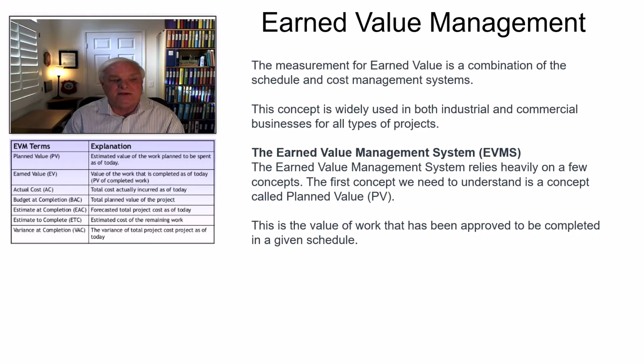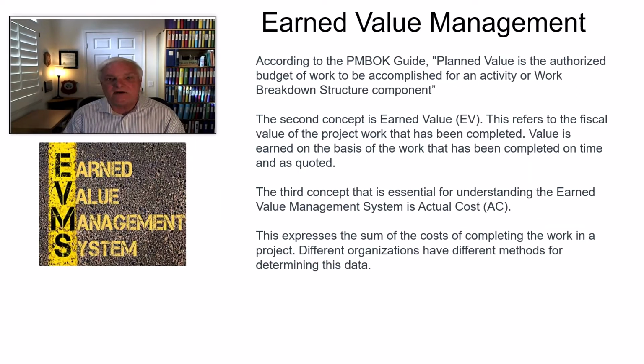And then you have variances. You have a VAC, which is a variance at complete, the variance of total project cost as of today. So those are some of the key terms that you're going to see, and we're going to pull at those a little bit more.